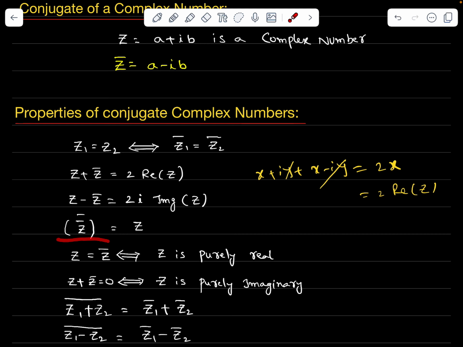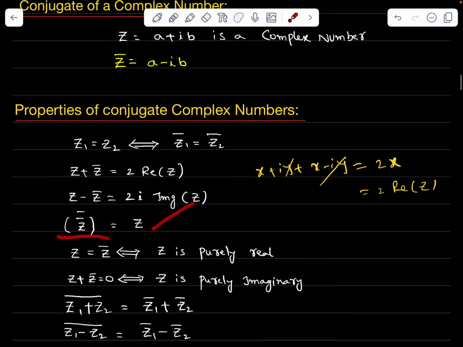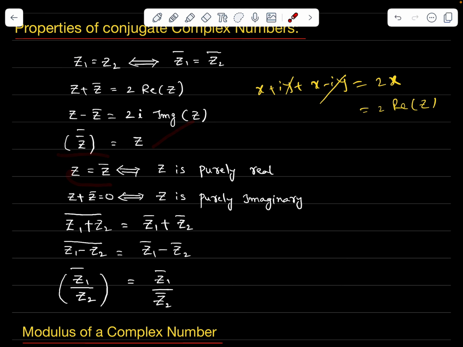z bar whole bar is equal to z. z is equal to z bar, therefore z is purely real. z plus z bar equal to 0, z is purely imaginary. z1 plus z2 whole bar is equal to z1 bar plus z2 bar. z1 by z2 whole bar is equal to z1 bar by z2 bar.